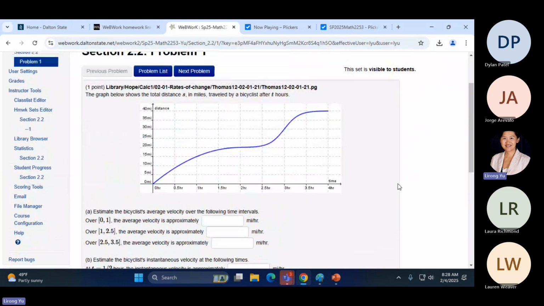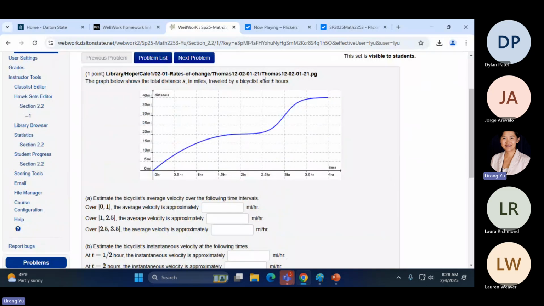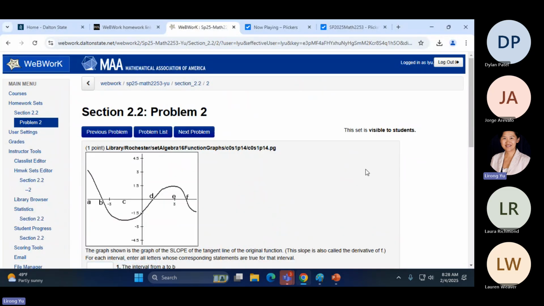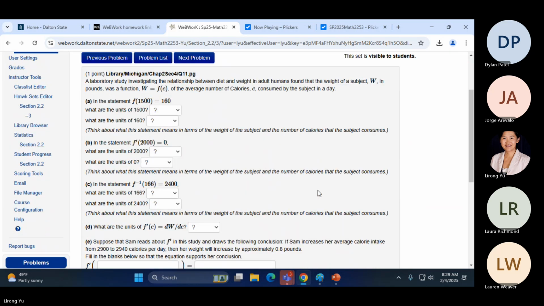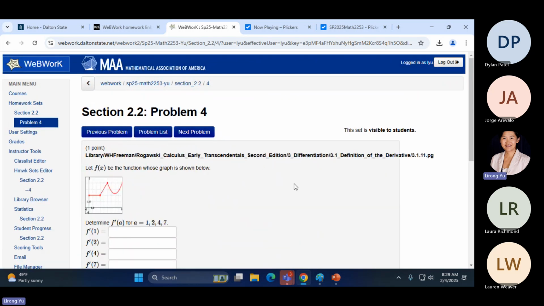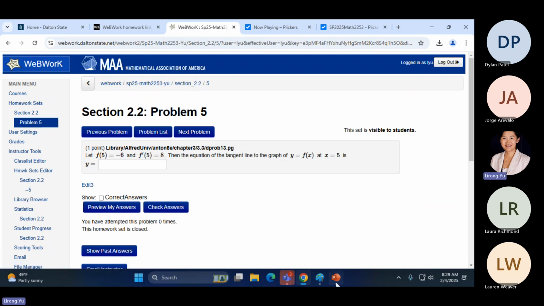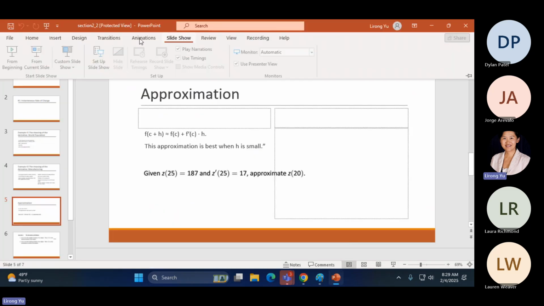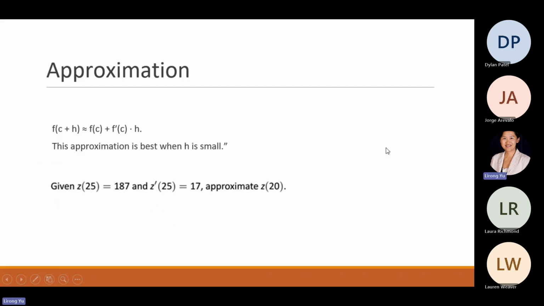Okay, so this is 2.2. Many of them have a graphic picture with it because we're understanding the derivative from the interpretation side of it. Let me finish talking about this, and then we're probably going to try a couple of these homework problems together.